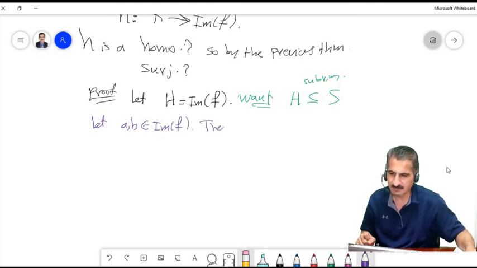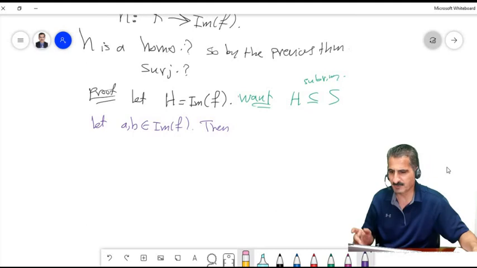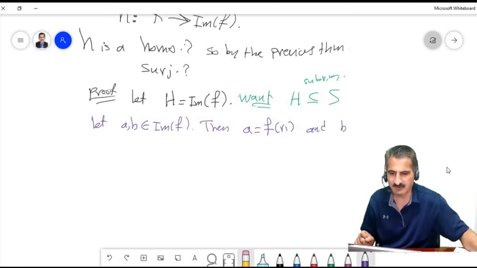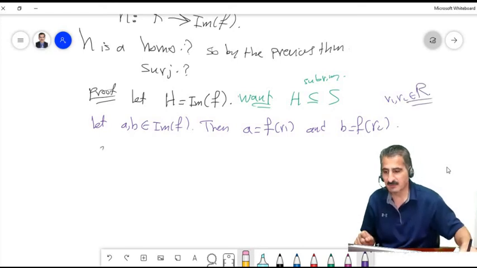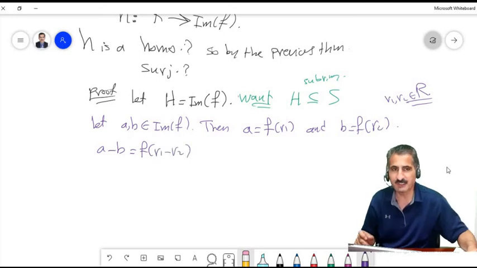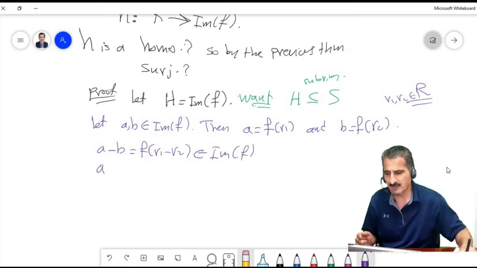Then, okay, I'm giving it too much detail. a equals f of r1 and b equals f of r2, correct? Where r1 and r2 belong to ring R. Now, a minus b is f of r1 minus r2. So quick. But r1 minus r2 is in R, so this belongs to the image of f.